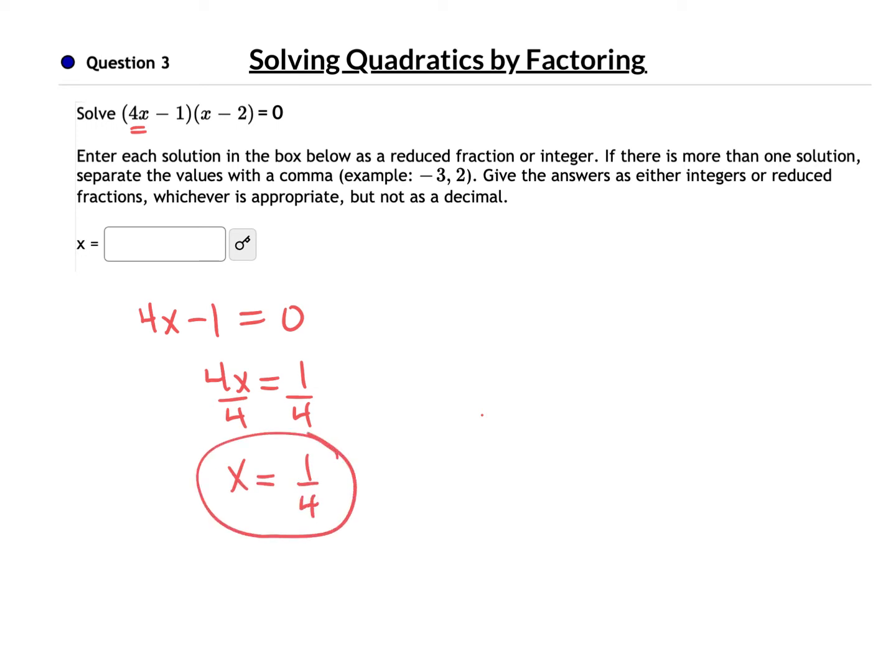The other solution right here would be 2. If I plug in x equals 2, 2 minus 2 is 0, and 0 times anything is 0.